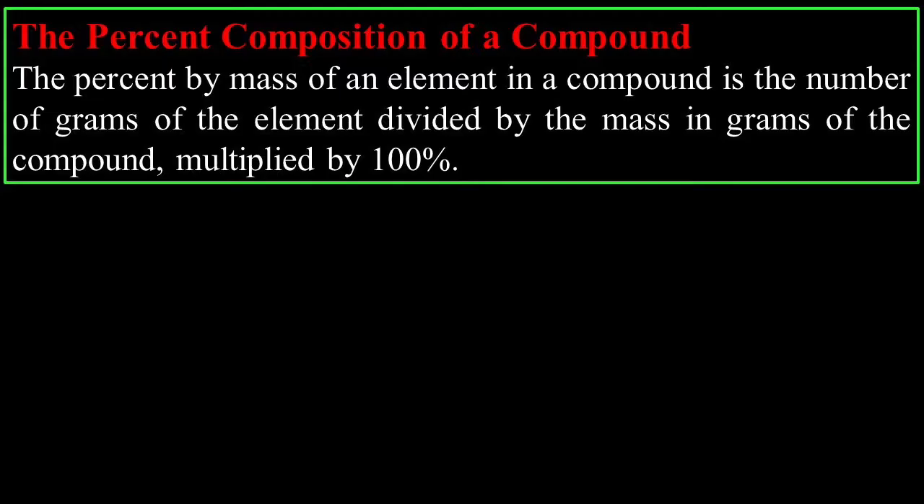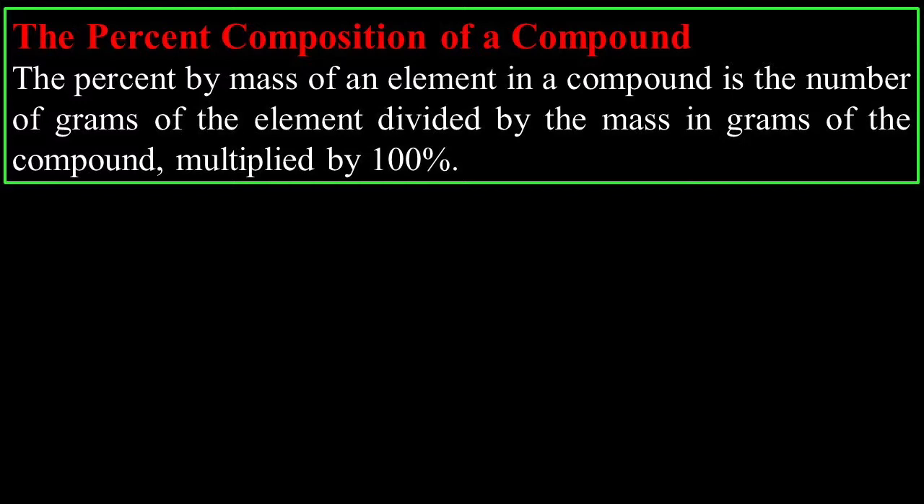The percent by mass of an element in a compound is the number of grams of the element divided by the mass in grams of the compound, multiplied by 100. Now, you can also do it by a chemical formula and using atomic mass units.